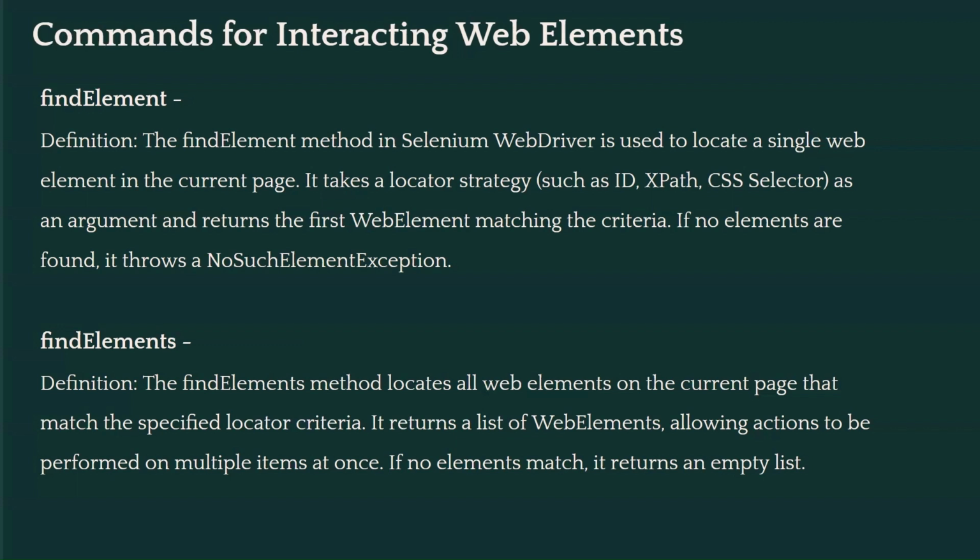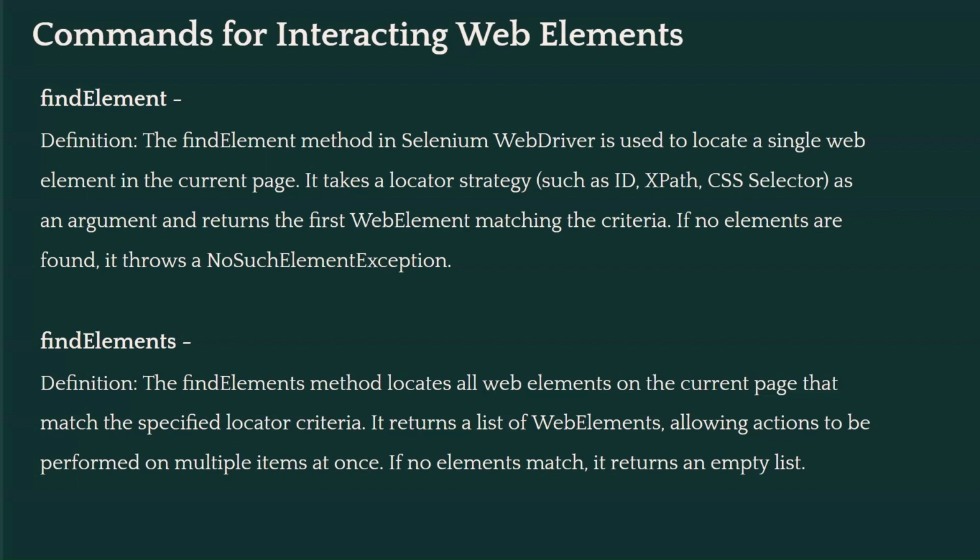So you'll come across a scenario where you'll be connected to one element at a time. That time you'll be using find element. The find element method in Selenium WebDriver is used to locate a single web element in the current page. It takes a locator, which we'll talk about in the next slide, as an argument and returns the first web element matching the criteria. So based on the locator value you pass, it will interact with the first element and return that particular element. If no element is found, it will throw a NoSuchElementException.